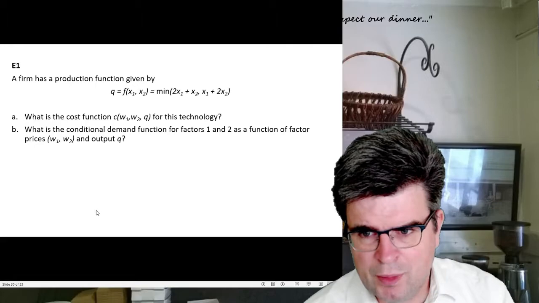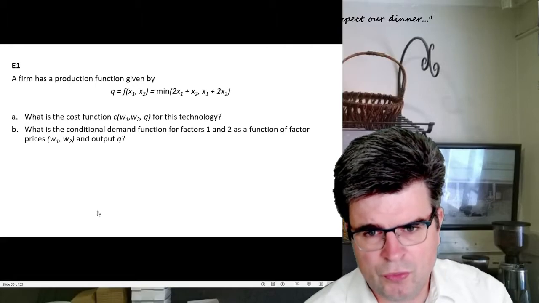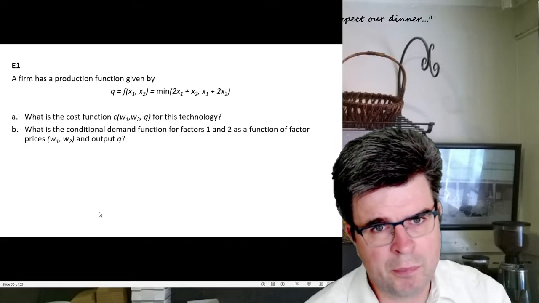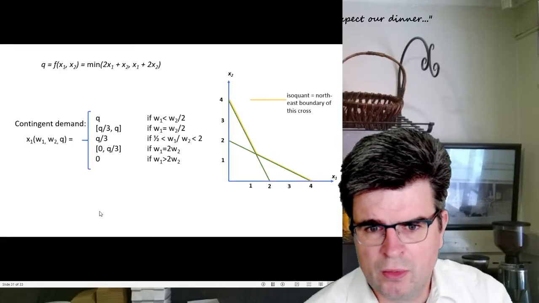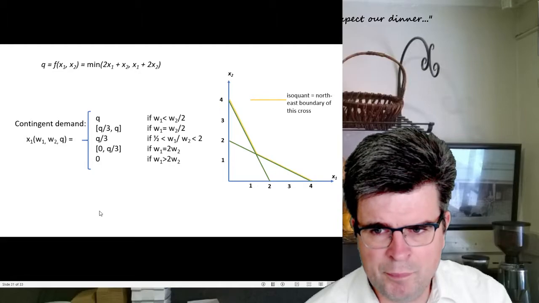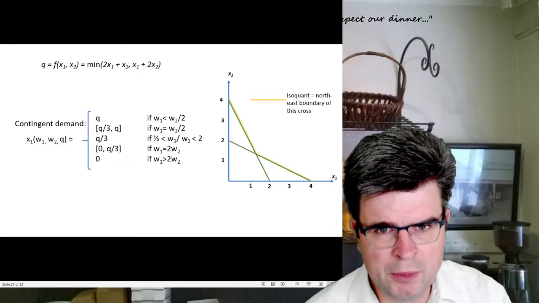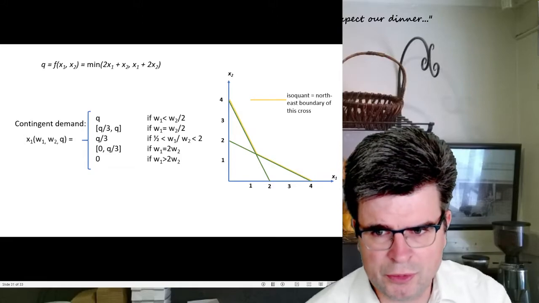Then at B, what is the conditional demand function for factors 1 and 2, as a function of factor prices W1 and W2 and output Q? Actually, we already answered that in question A, but this is just summarizing the results.